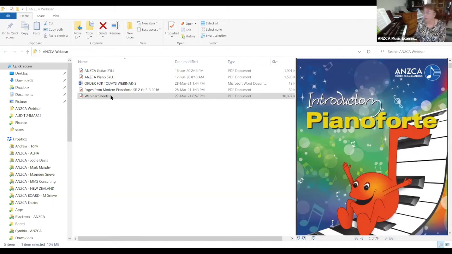Okay. Kerry, over to you, Belle. Okay, I'm going to share with you one of my favourite pieces. This is for preliminary and it's called Sneak.